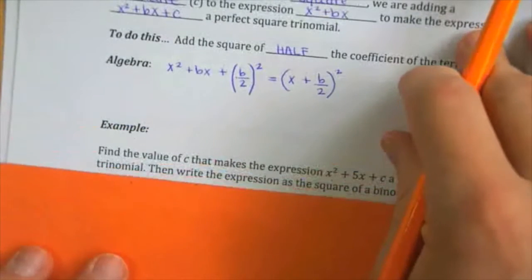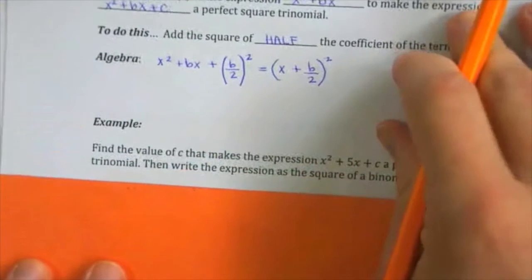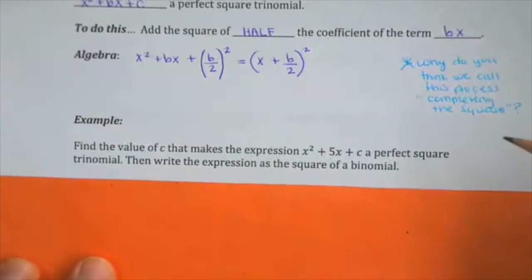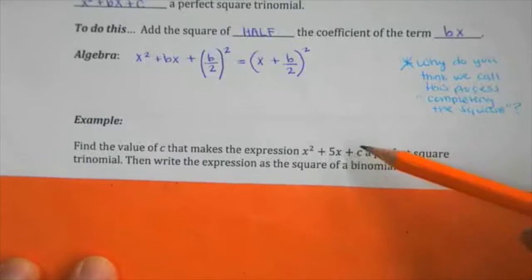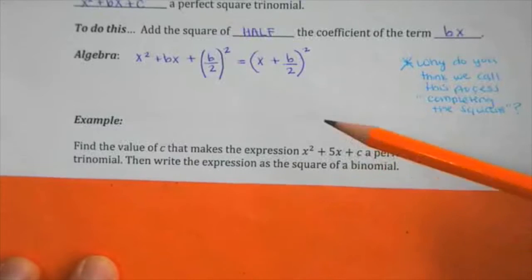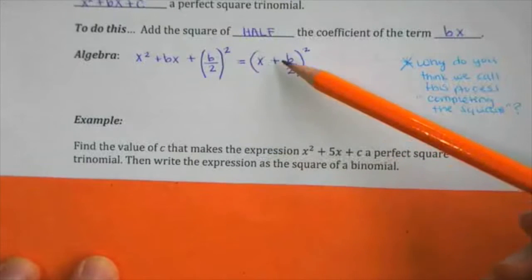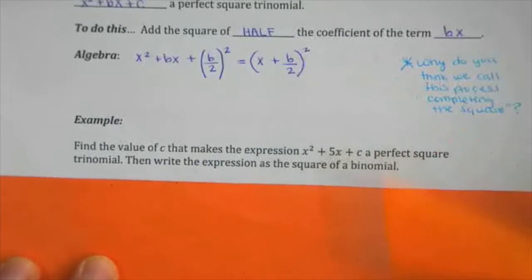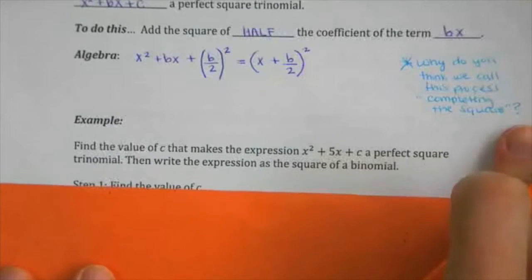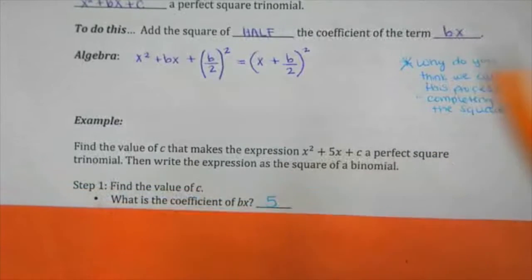So, here's an example. We need to find the value of c that makes the expression x squared plus 5x plus c a perfect square trinomial. Then we're going to write the expression as a square of a binomial, just like we did up here: x plus b over 2 squared. All right, so first we need to find the value of c.